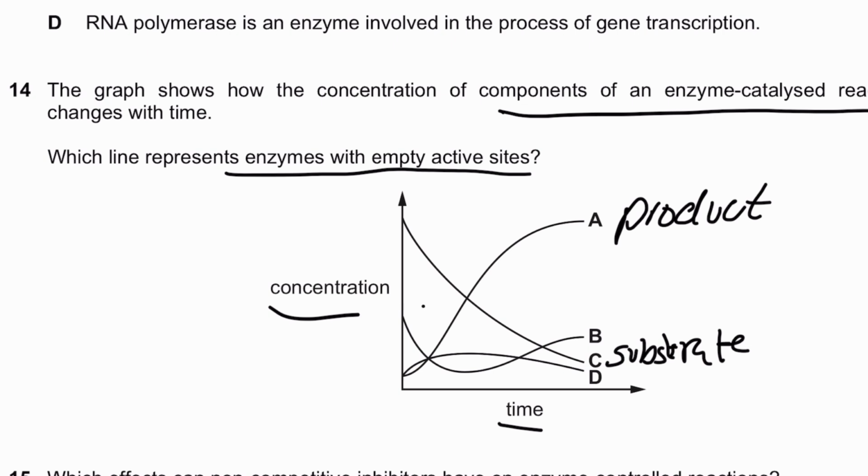And then B is going to be the enzymes with free active sites. It keeps on decreasing in the reaction as the reaction goes, and then it starts to increase at the end of the reaction when the products reach a plateau, which is going to be, that's the answer, B.